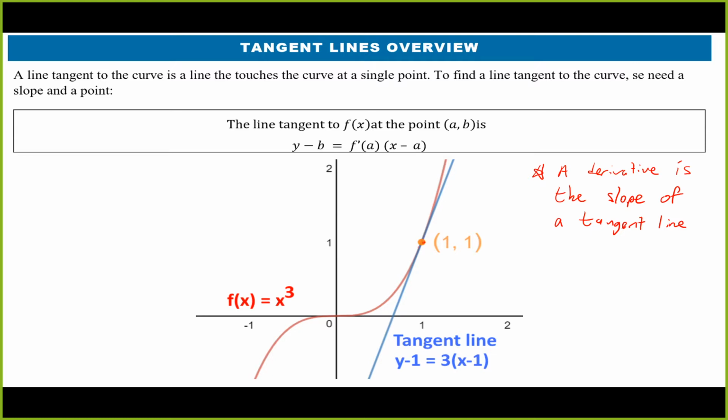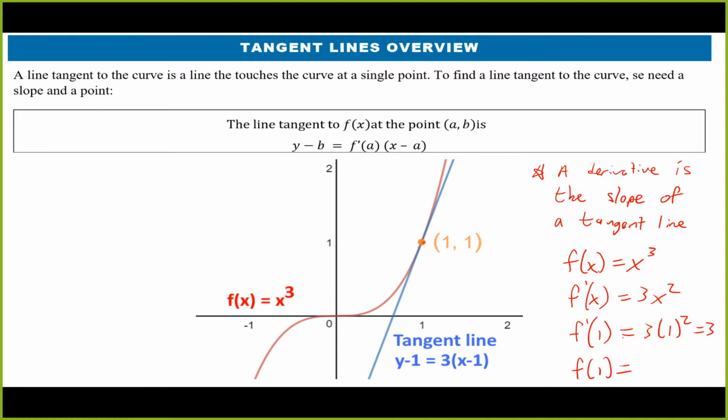we can do that by deriving our equation. In this case, our function is x cubed. So if f of x is x cubed, then our derivative would be 3x squared, and my derivative at the point x equals 1 would be 3 times 1 squared, or 3. So I know the slope of my line is 3, and I know my point on this function is at (1, 1).